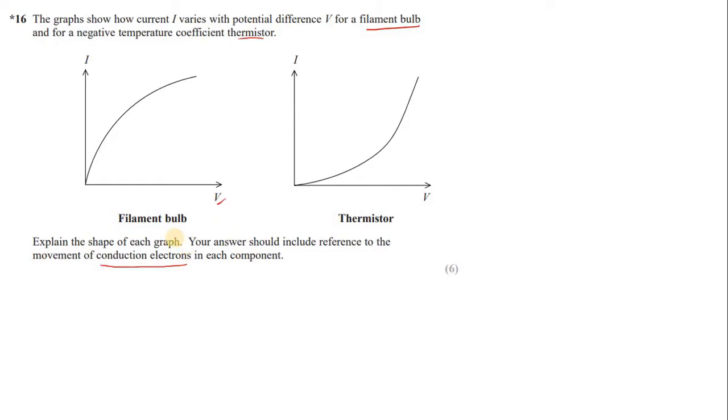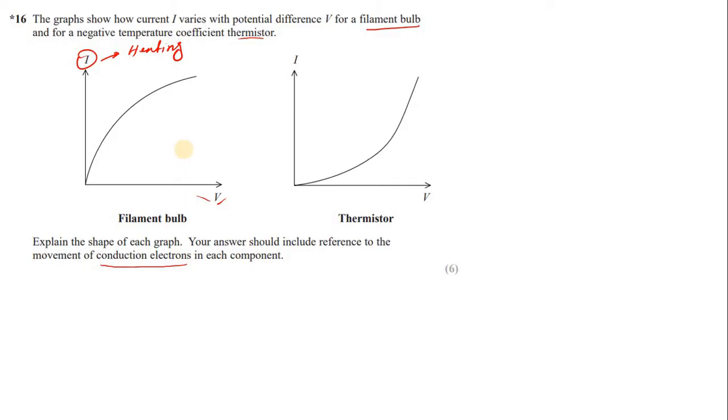I'm talking about the filament lamp first. When voltage is increased, current is also increased, and this increasing current will cause a heating effect. That means the temperature of the filament lamp is going to increase. When temperature increases, it causes the oscillation of atoms, or positive ions in the metal, to oscillate with larger amplitude.